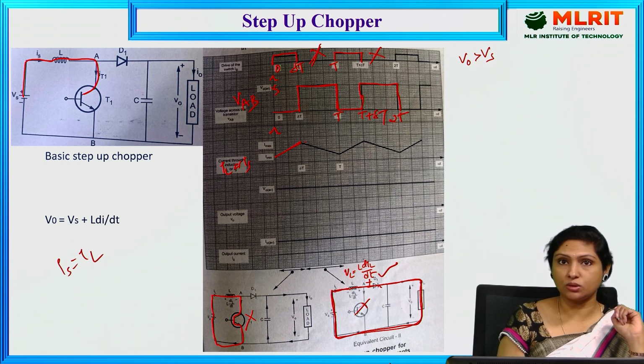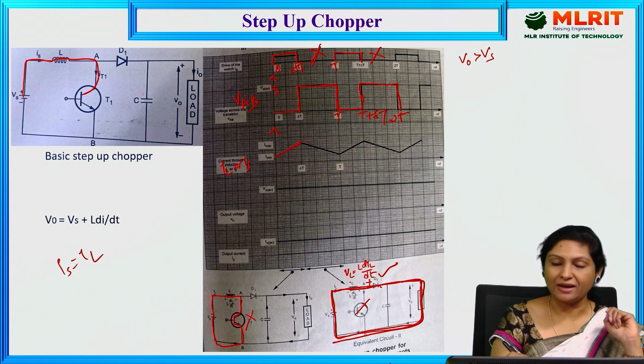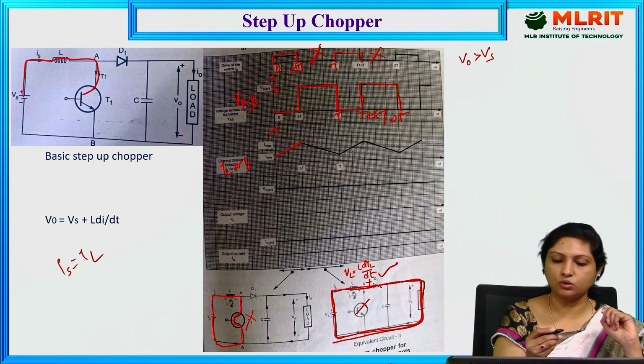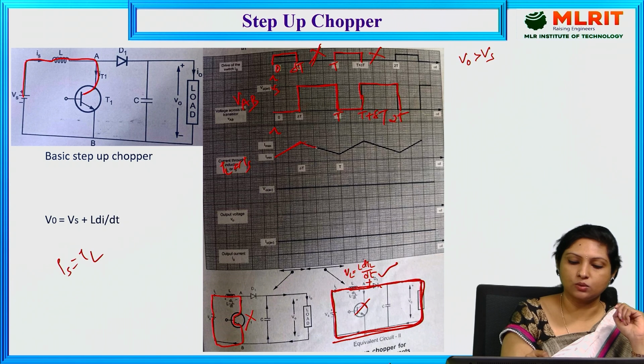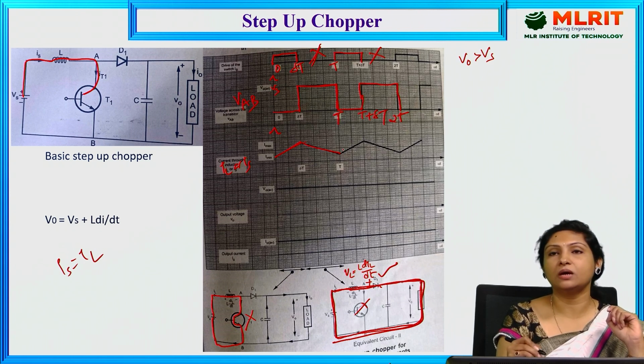Whatever energy is stored in the inductor is dissipated through the load, and while energy is provided by the inductor, the current through the inductor is getting reduced, and before it even becomes 0, again at this instant called t, from t to t plus delta t, we are providing the base drive for the transistor.